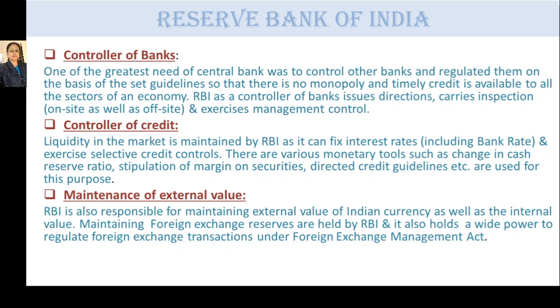There are two measures to control this credit which are used by RBI, that is qualitative credit control and quantitative credit control, in which there are some instruments which can be used. That is, it raises the CRR, it increases the SLR, that is statutory liquidity ratio, open market operation, margin requirement. These are some instruments through which the RBI tries to control the credit creation in the economy. When it needs to increase the money supply, it decreases the bank rate, CRR, and SLR to increase the money supply in the economy. So it works as a controller of credit.